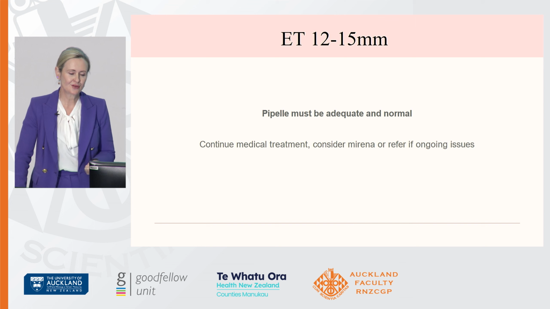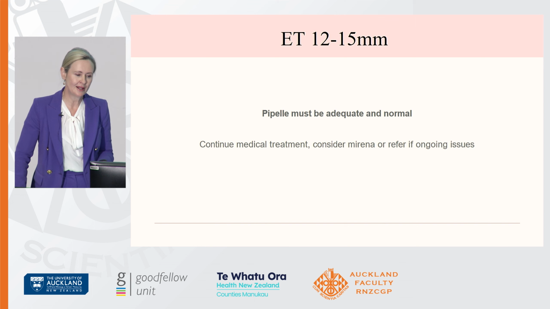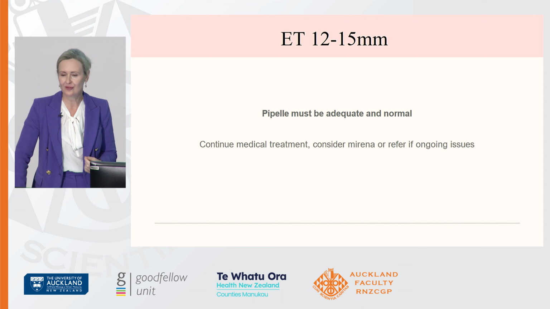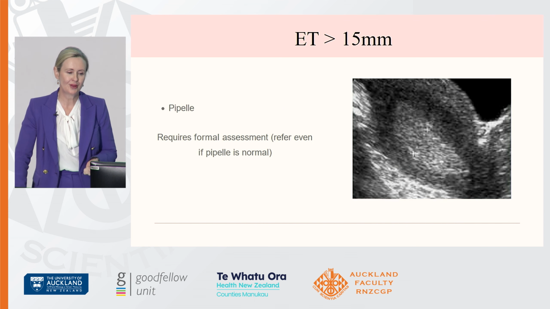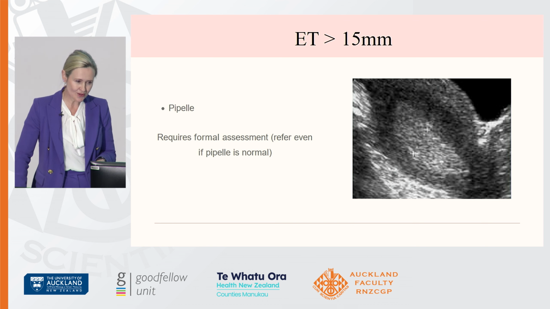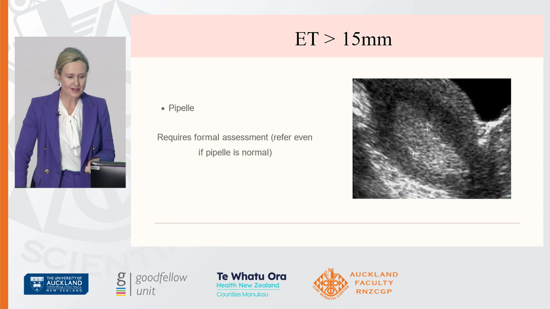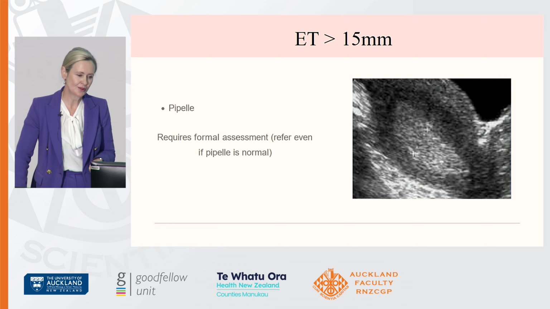An endometrial thickness of 12 to 15 millimetres is the same across all the different catchments. The Pipelle must be adequate and normal for you to continue medical management and through to Mirena. And if there are ongoing problems, then of course you need to refer. And for an endometrial thickness of more than 15 millimetres, a Pipelle is essential, and it also requires a formal assessment in the form of a hysteroscopy, so referral is important.